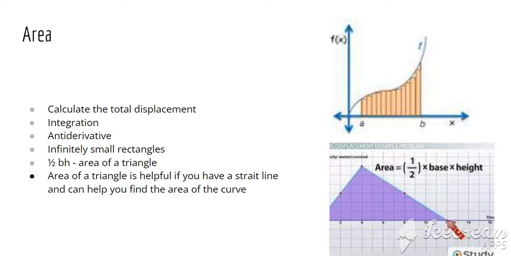In terms of area, we have calculating total displacement, and integration and antiderivative are just two ways of saying calculate the total displacement. One of the ways you can do that is to make infinitely small rectangles like this, and then you could also find the area of a triangle. And in order to do that, you just do 1/2 times base times height. And knowing the area of a triangle is helpful, especially if you have a straight line here, and it can also help you find the area under the curve.